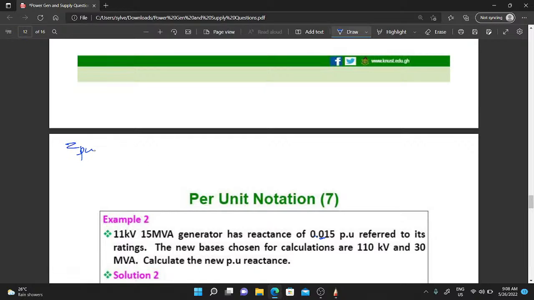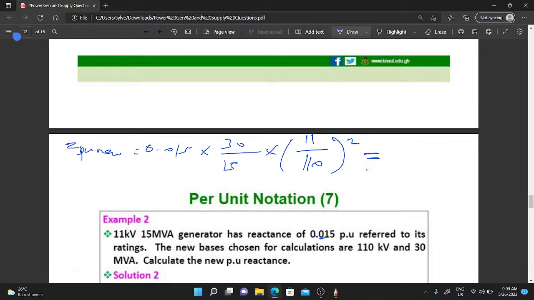Here, Z per unit new is given by Z old, 0.015, times the power ratio, which is new over old, times the voltage ratio, which is old over new. The voltage is old, 11, over new, 110. Because they are in the same units, I'm not bringing in units. Then squared. Don't forget the voltage has to be squared. So this is it.